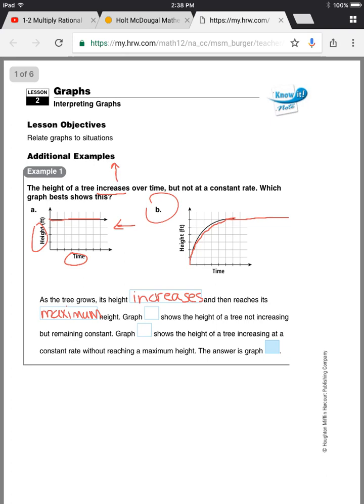So, graph A shows that the height of the tree is not increasing, but remaining constant. It never grew, it never shrunk. Graph B shows that the height of the tree is increasing at a constant rate without reaching a maximum height, and so the answer is B. Okay?